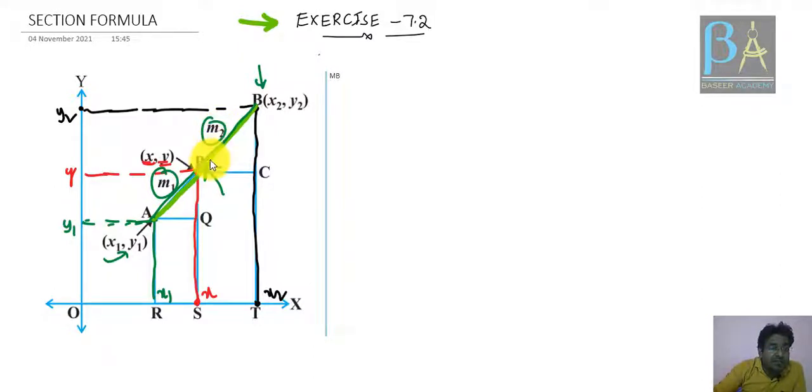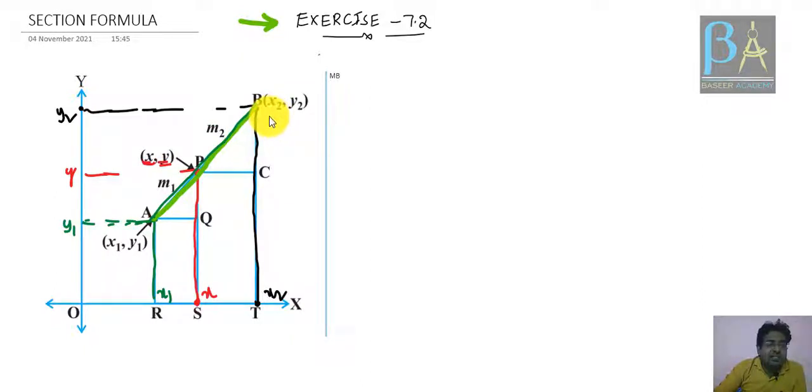Section formula helps us in finding the coordinates of such a point which divides a line segment joining 2 points in a certain ratio. Now the points x1, y1 and x2, y2 are known to us, and the ratio, obviously, it is known to us. We want to find out the coordinates of point P. For now, let us assume the coordinates of point P are x, y. So how do we derive the section formula?